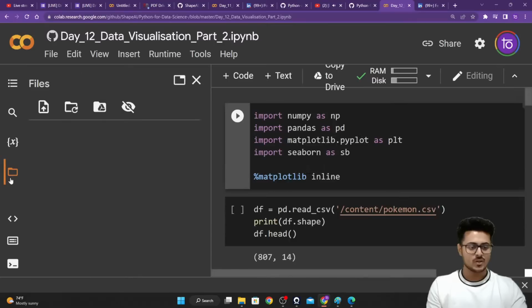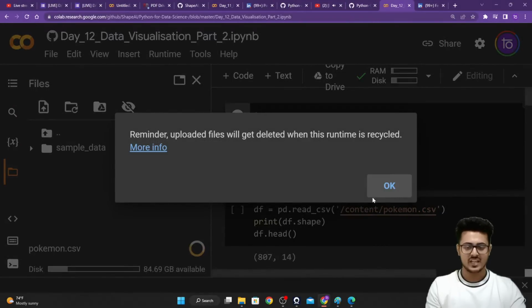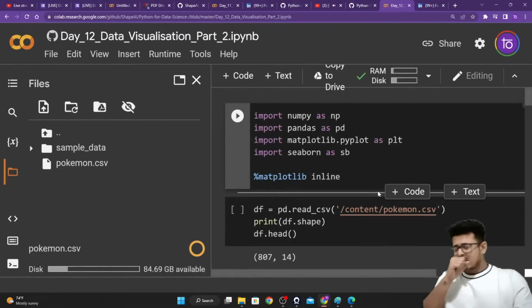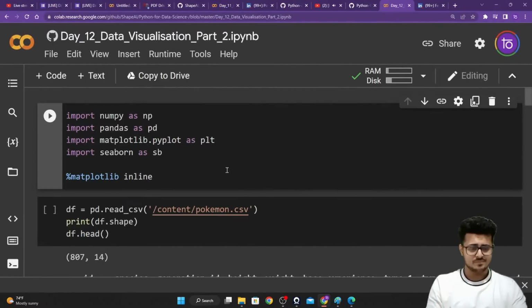Then we are going to go to files, and we are going to upload our Pokemon.csv. I've told you guys where to find the Pokemon.csv file. We are going to upload it right over here. So we have uploaded our dataset that we are going to use.